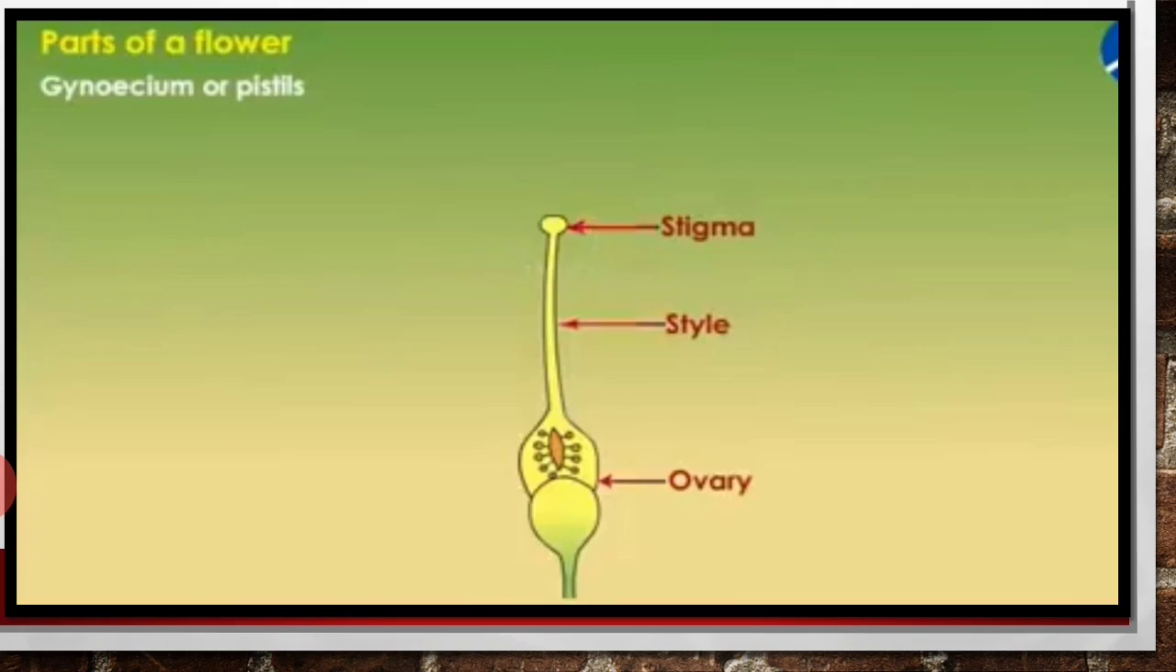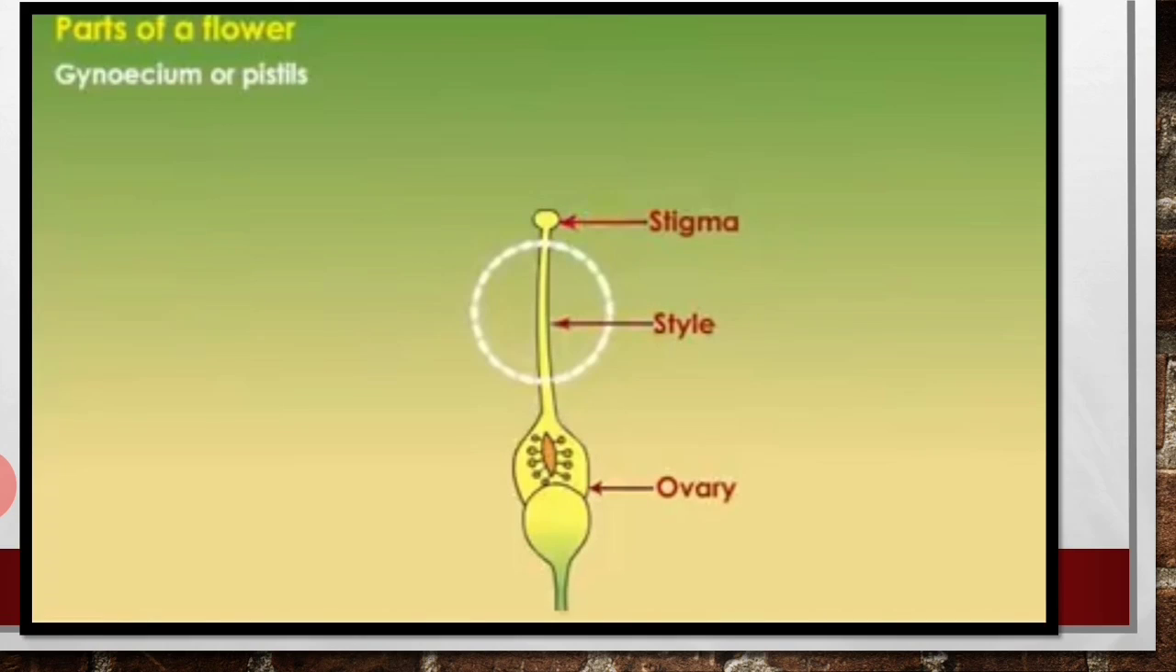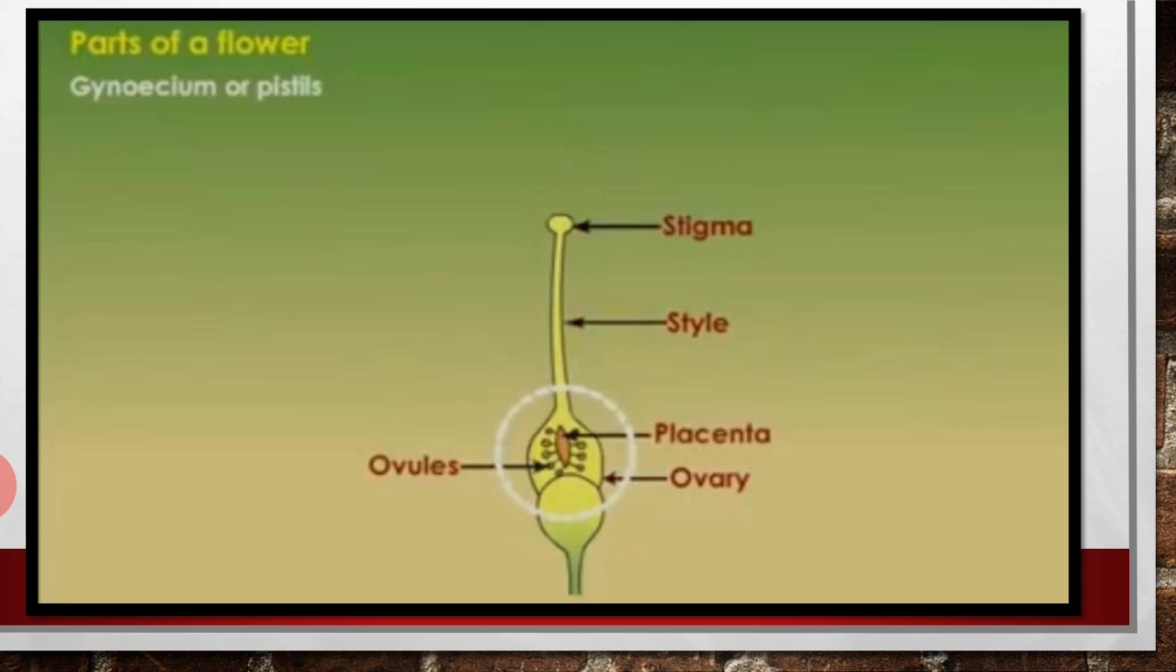It has three parts: the stigma, the style, and the ovary. The stigma is the upper part, the tube-like structure is the style, and the lower swollen part is known as the ovary. If you cut open the ovary, you will see bead-like structures in it. They are known as the ovules inside the flower.